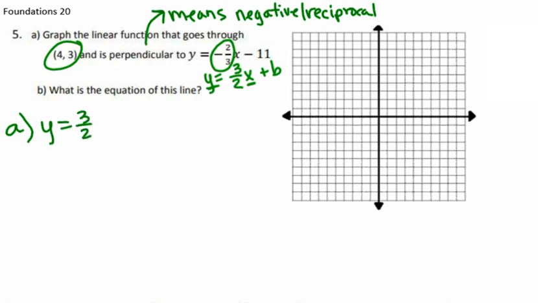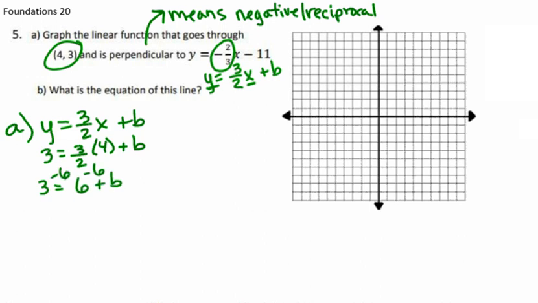y equals 3 over 2x plus b. Our x value is 4 and our y value is 3, so we want to substitute those in where we see those letters. 3 equals 3 times 4 is 12, divided by 2 is 6, plus b. We need b by itself, so we're going to subtract 6 from both sides. So our new equation of that line is y equals, our slope is 3 over 2, x minus 3, or plus our b value. So that's our final equation.